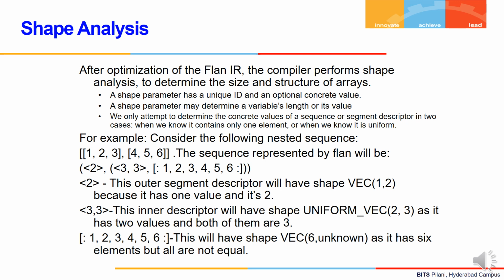Let us consider the following nested sequence, 1, 2, 3, and 4, 5, 6. The sequence represented by Flan will be as shown. The first string, the outer segment descriptor, will have the shape VEC 1, 2 because it has only one value and that's 2. In the second string, the inner descriptor will have the shape uniform_VEC 2, 3 as it has two values and both of them are 3. In the third string, this will have the shape VEC 6 unknown as it has 6 elements but all are not equal.